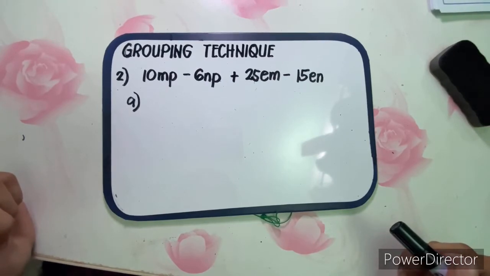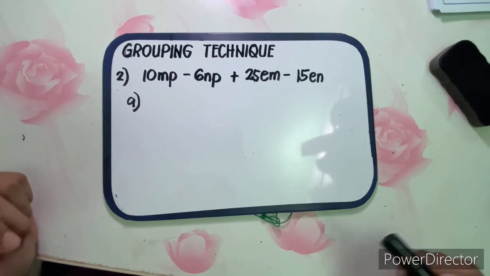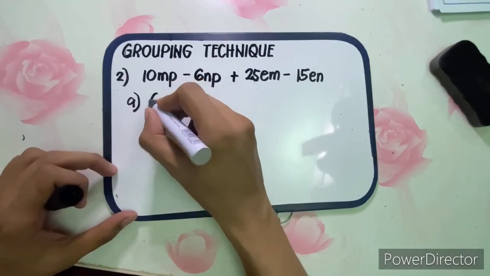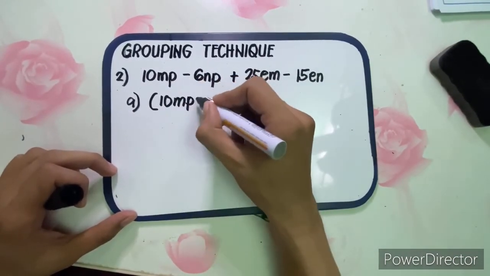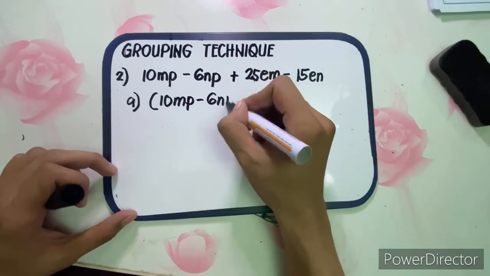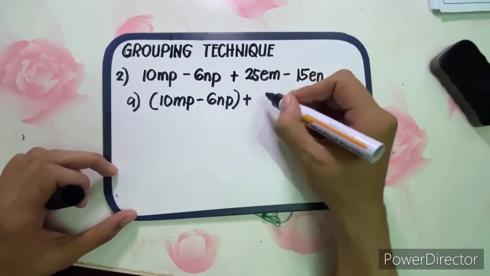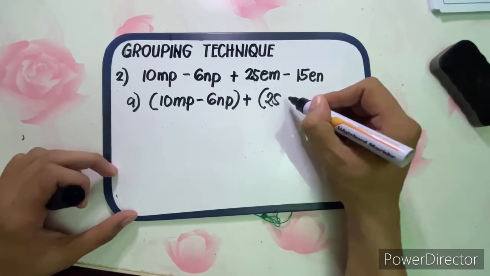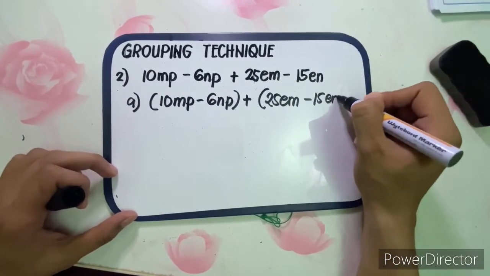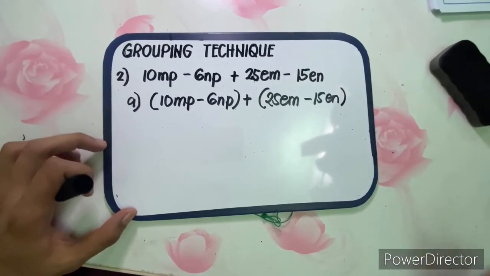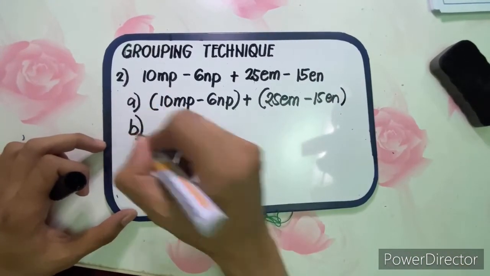Okay, let's go to number 2. 10MP minus 6NP plus 25EM minus 15EN. Again, group the first and second term. This will be our first group. Plus, here. So we have step B.